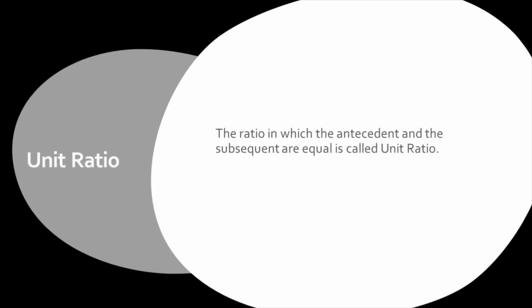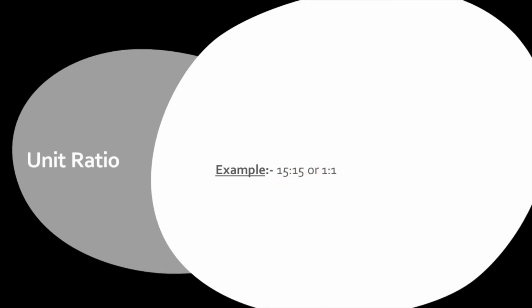Unit ratio. The ratio in which the antecedent and the subsequent are equal is called a unit ratio. Let's see the example. You can say 15:15 or 1:1. The antecedent and the subsequent are equal. So that is the definition and that is the example of unit ratio.